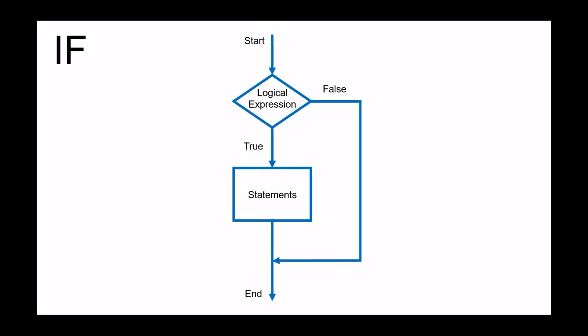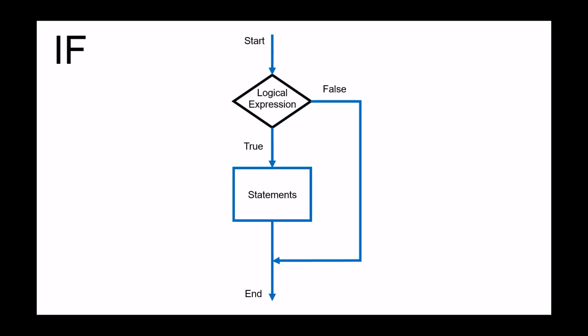So what we have here is a flowchart representation of the if statement. Flowcharts are useful for developing and documenting programs that contain conditional statements because they can display the various paths that a program can take. Let's take a look at this if statement flowchart.